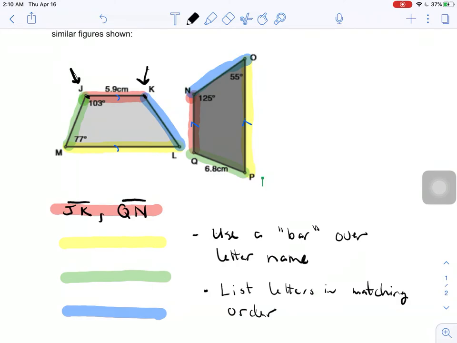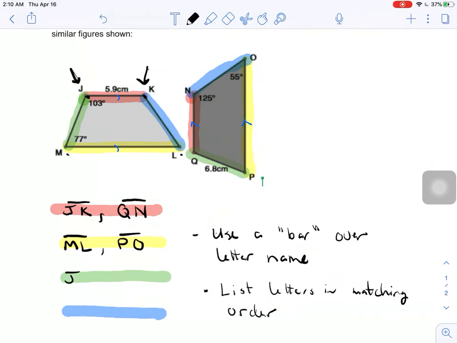So now let's do the yellow side. We've got one yellow side that's ML, and don't forget our segment mark to show that that's a segment. The order I listed that out, I listed the green and yellow first and the blue and yellow second. So the other one I want to list in the same order. So green and yellow first would be P, blue and yellow second would be O. So those are corresponding sides. And then I'm going to keep going.